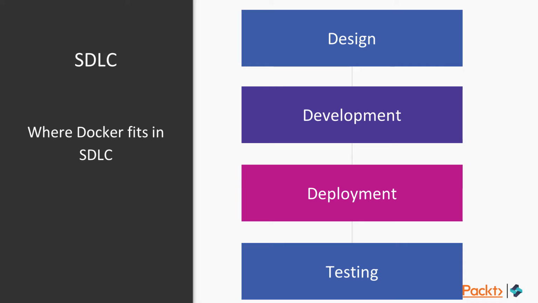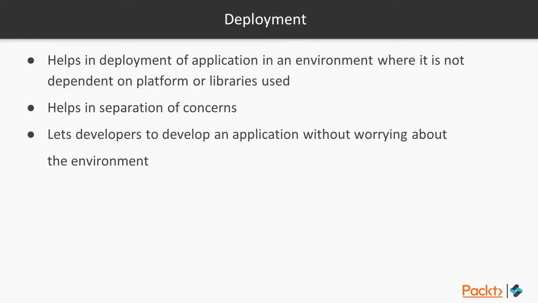So basically, if we see the SDLC, that is design, development, deployment, and testing, Docker fits in the section that is deployment. So it basically helps the deployment of your application in an environment wherein it is not dependent on the platform or the libraries used for that particular platform. It also helps separation of concerns and at the same time lets developers develop an application without worrying about the development environment and the production environment and the differences in the architecture of the same.